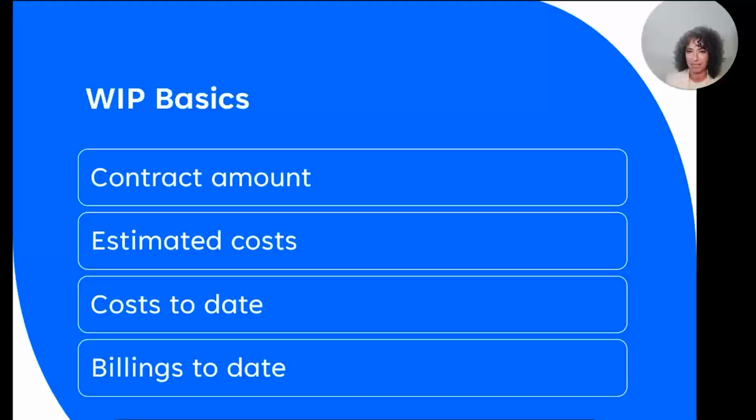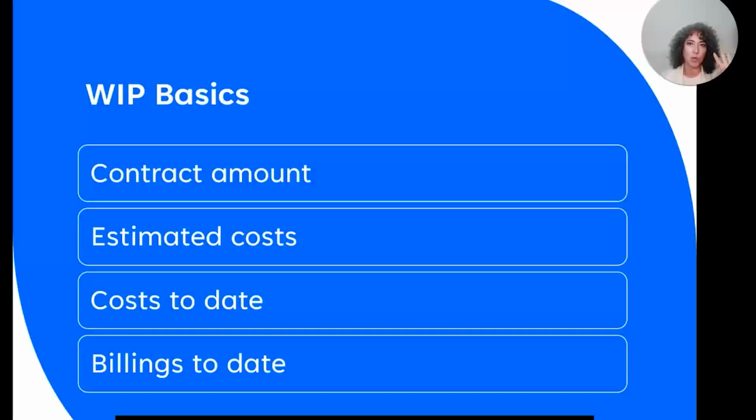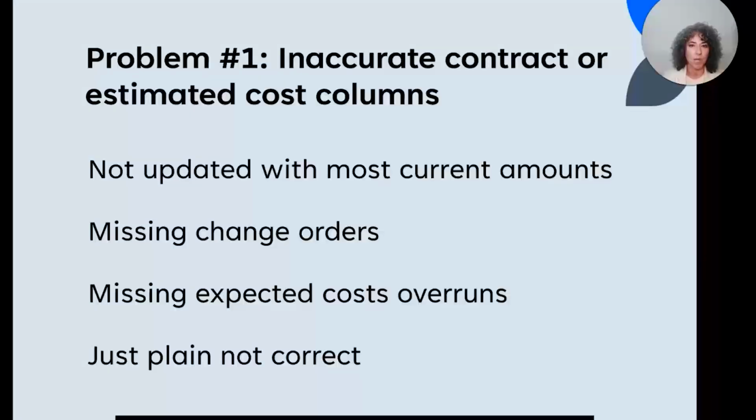So the WIP basics. It's a big spreadsheet, but there's actually only 4 inputs. The contract, the estimated cost, job to date cost, job billing to date. That's it. The rest of the entire spreadsheet is math. So if you can get these 4 inputs right, the rest of it is going to work. If these 4 inputs are wrong, guess what? Your WIP is wrong. You've got to focus on these 4 and make sure that you get them right every single month. So I'm going to talk about some of the biggest problems that we see on the WIP to help you understand what you can do to make sure that yours is correct.